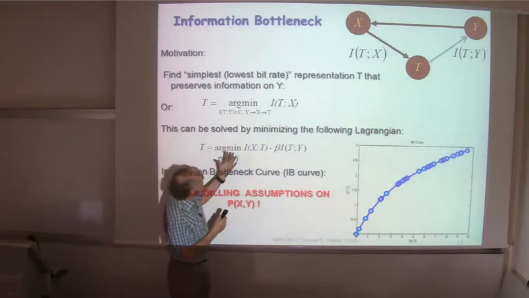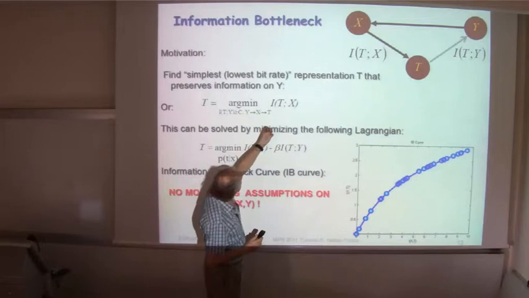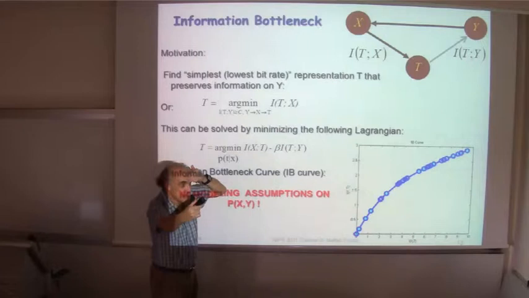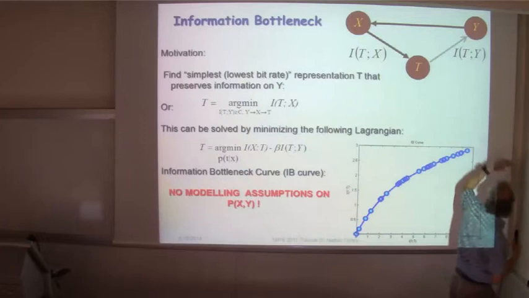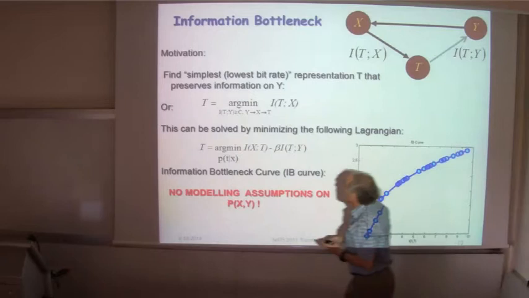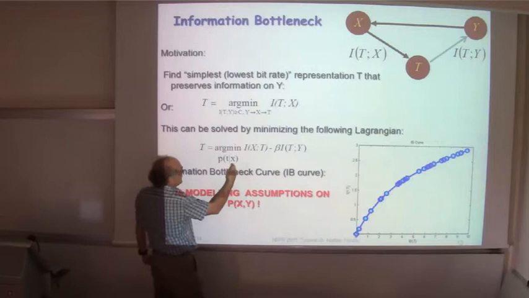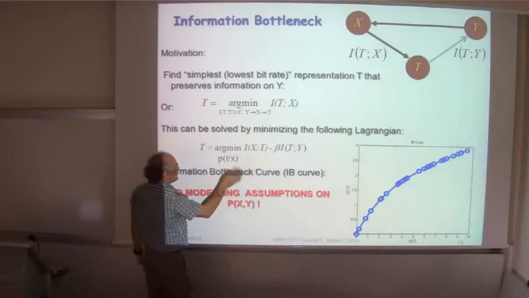I want to minimize the information that is contained in my representation without losing too much information about the future. Which means I'm going to compress the past as much as I can while keeping as much as I can of the information about the future. Surprisingly, this is something I can solve, at least in principle, and in many cases also in practice, by simply minimizing this Lagrangian. T here is a very ambiguous notation.